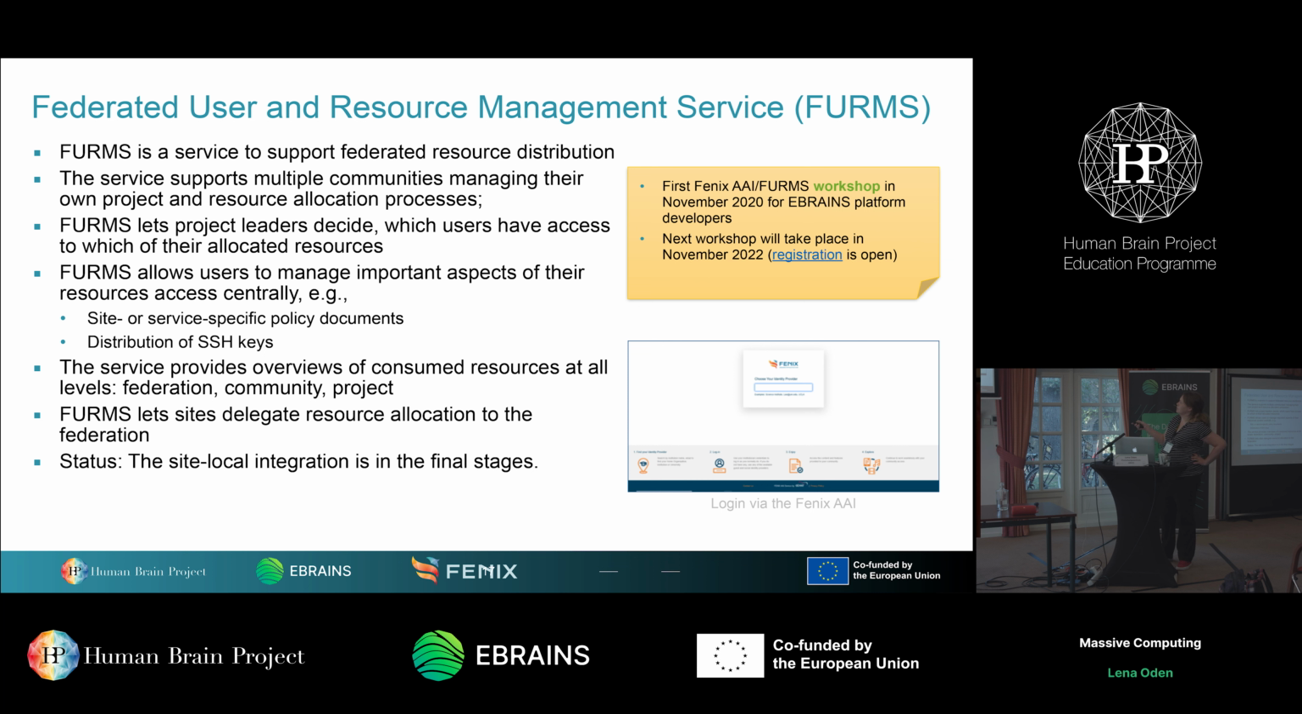So FURMS is for the federated resource distribution, and basically it helps you if you have access to multiple machines. Usually you have an individual access on every supercomputer, on every machine, on every site, and you have to do it individually on each node. But FURMS can help you if you get compute resources on different systems. It helps you to get this common access everywhere, and then you can use this to distribute resources to people working on your project, people using your software, with a common interface.